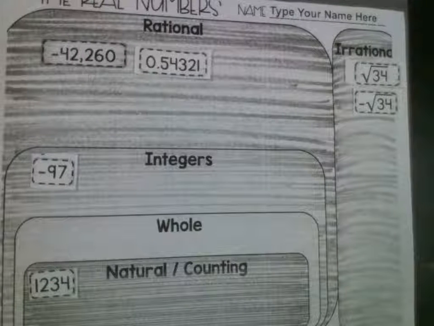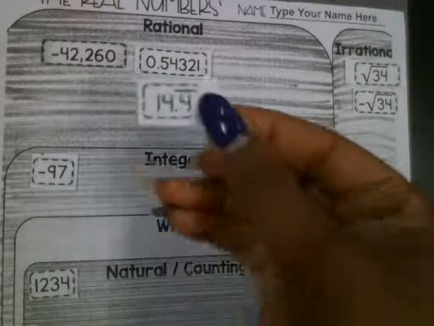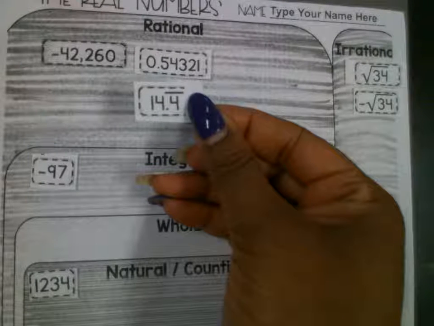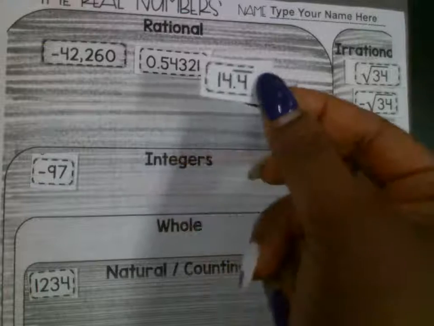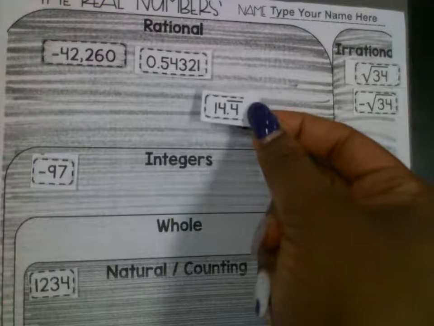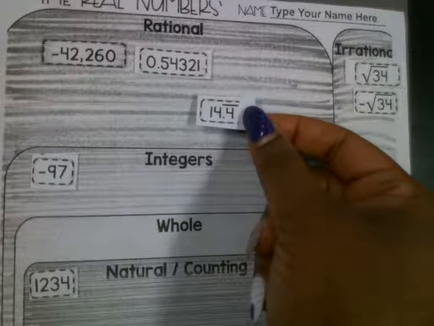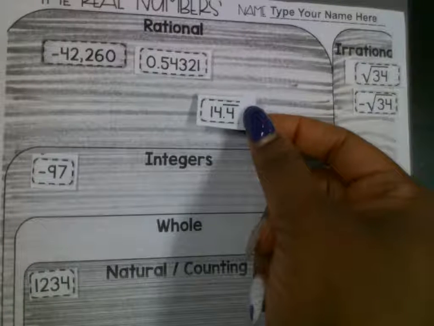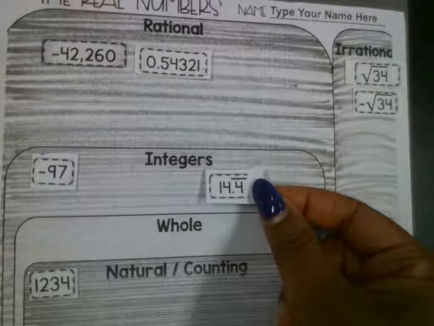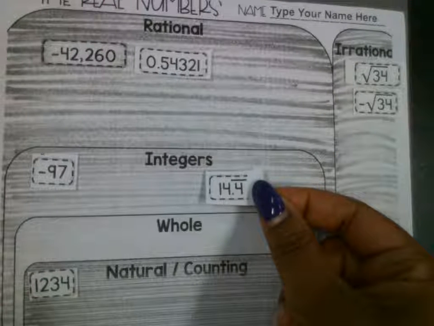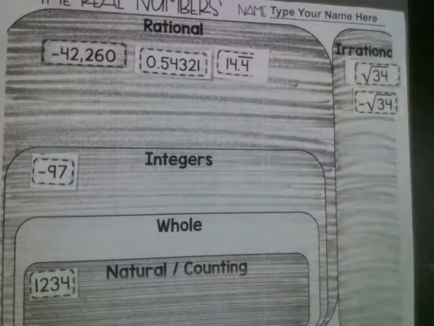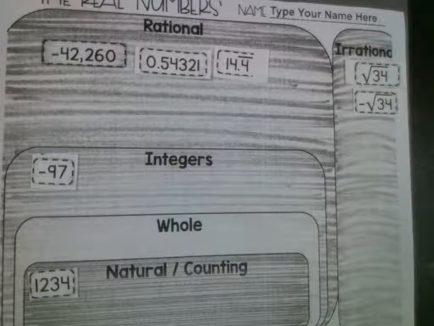Okay? The next number is this 14 and 0.4 repeating. Is this rational or is this irrational? It's very rational. I know what number is coming next, so I can write this as a fraction. Is it an integer? No, because it has a decimal attached. So it is just real and rational.